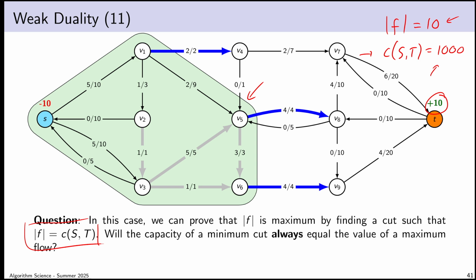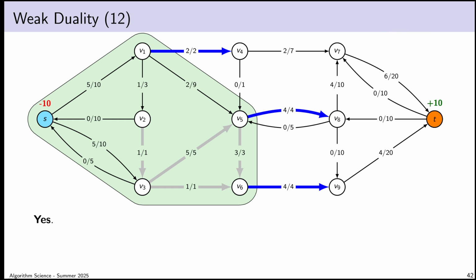What I really love about this situation is that I have this flow and this cut, and the fact that I have both of them in hand helps me prove things. If I want to show that the value of the flow is maximum, the cut proves it. If I want to show that the cut is minimum, then the flow proves it. And so the question is, can I assume that I'll have this situation for any flow network? And the answer is yes.